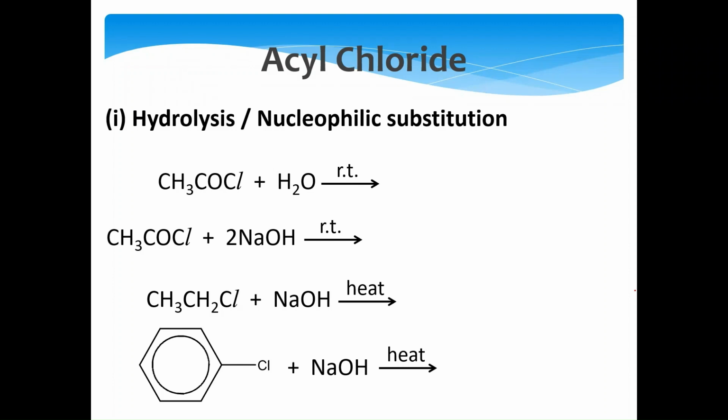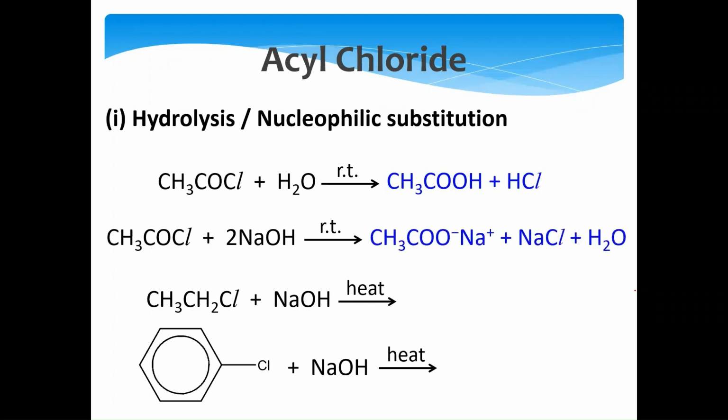Okay, so in the examples given, let's take a look at what will happen. Acyl chloride plus water at room temperature, you will get the carboxylic acid and HCl. And if it's acyl chloride plus 2NaOH, it will also undergo hydrolysis. However, you'll get a carboxylate salt, NaCl and H2O. And for alkyl halide, you will get the alcohol when you heat it with NaOH.